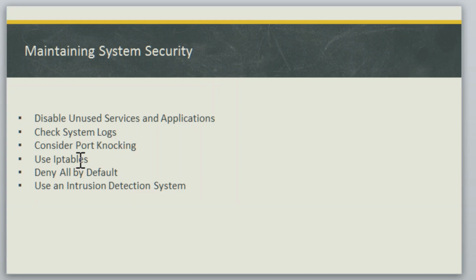You can use iptables, which we're going to discuss a little bit later. Essentially that's just filtering what's allowed from certain IP addresses and what packets are allowed through. You can also deny everything by default and set up specific exceptions. And you can also use an intrusion detection system. All good ways to increase security on your system.